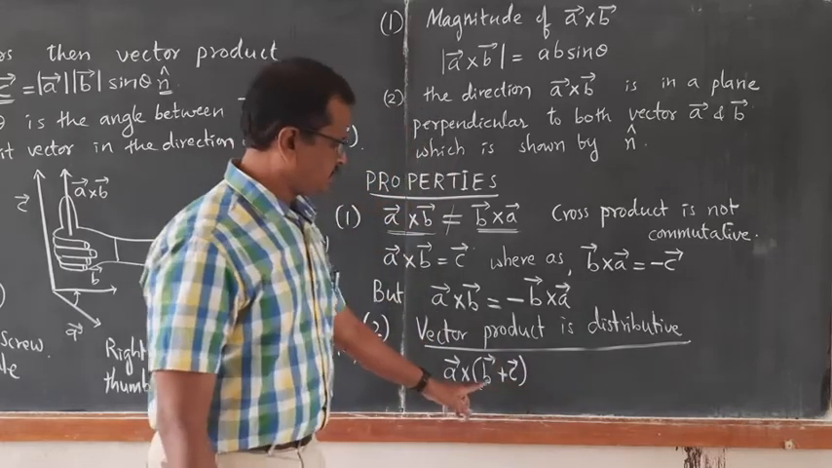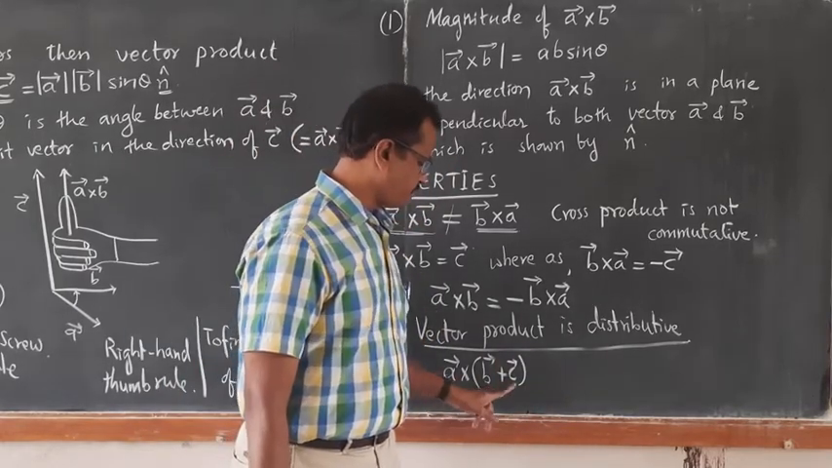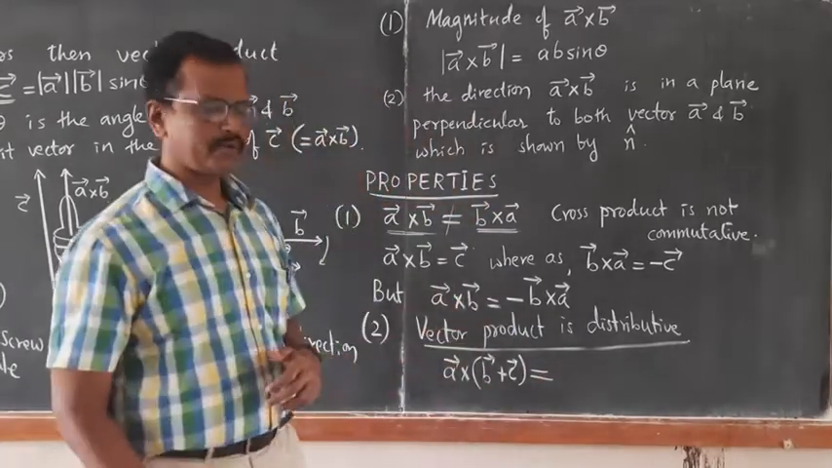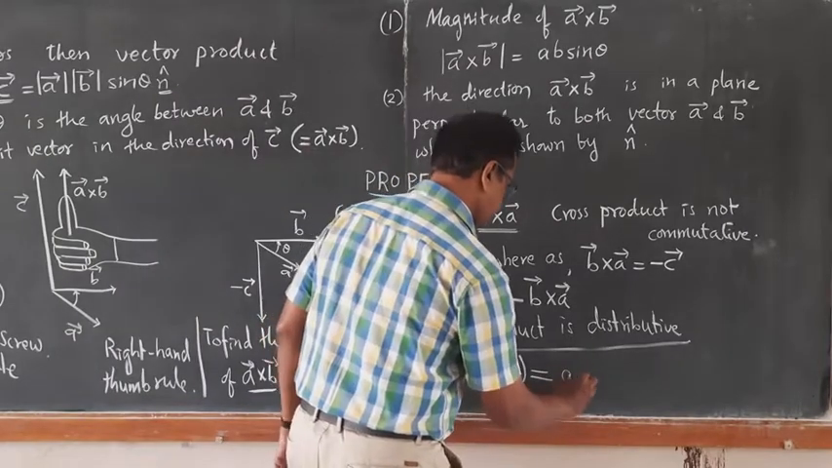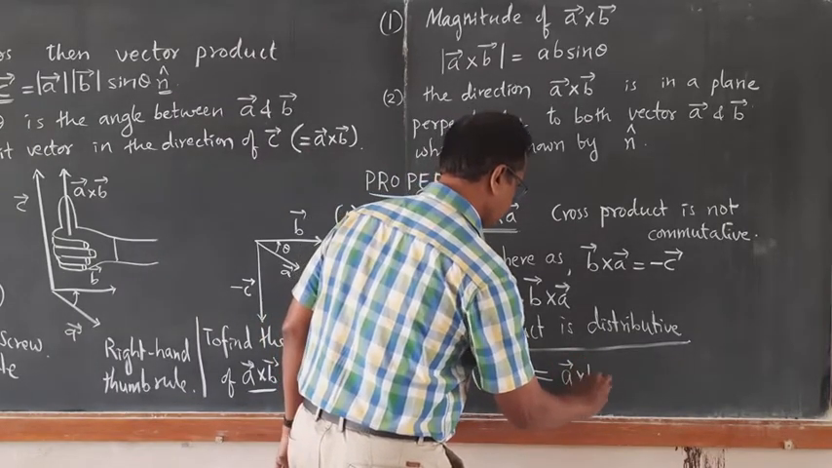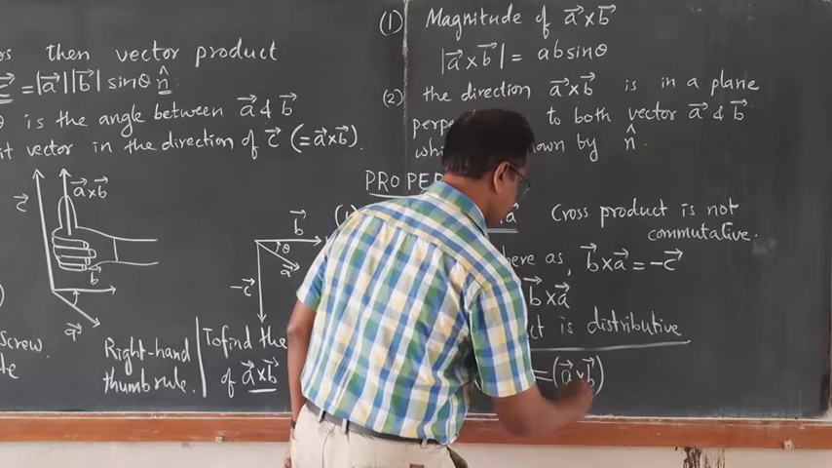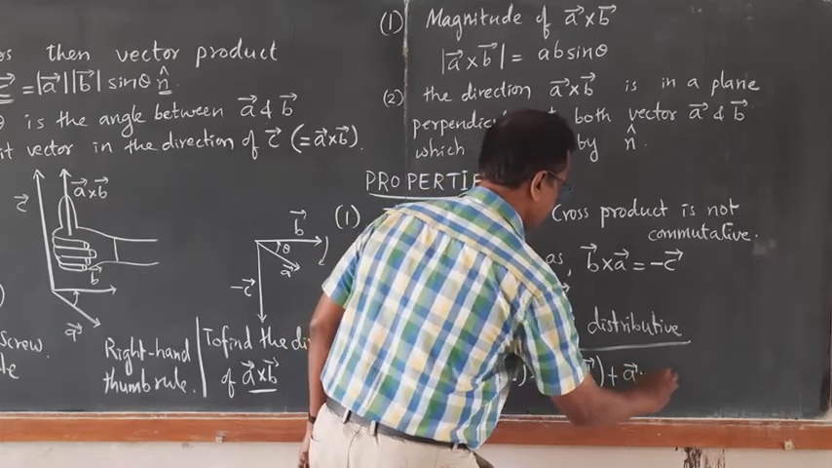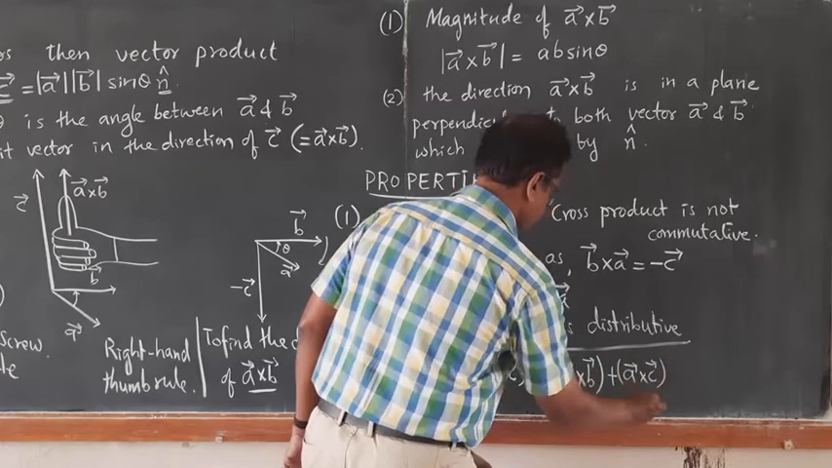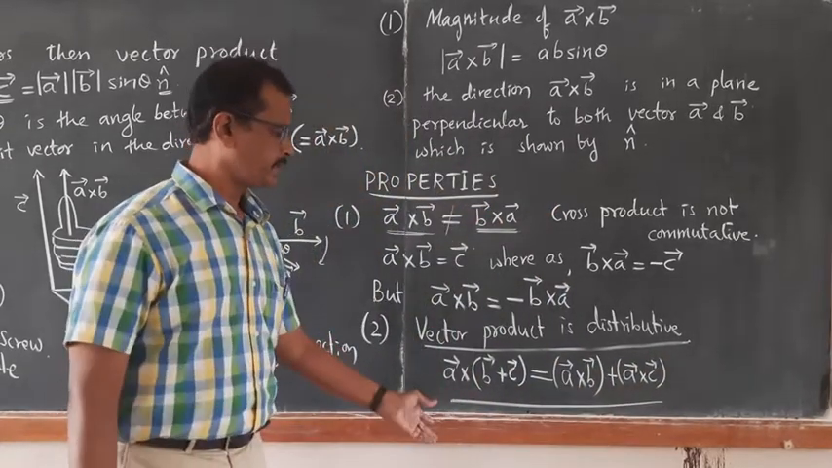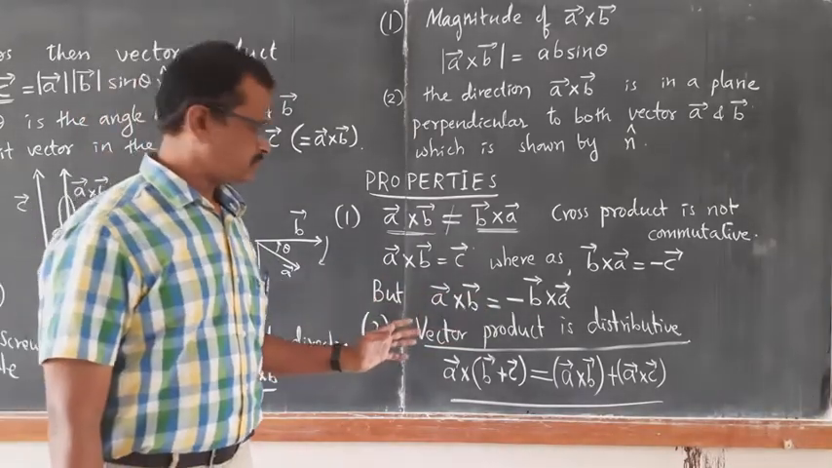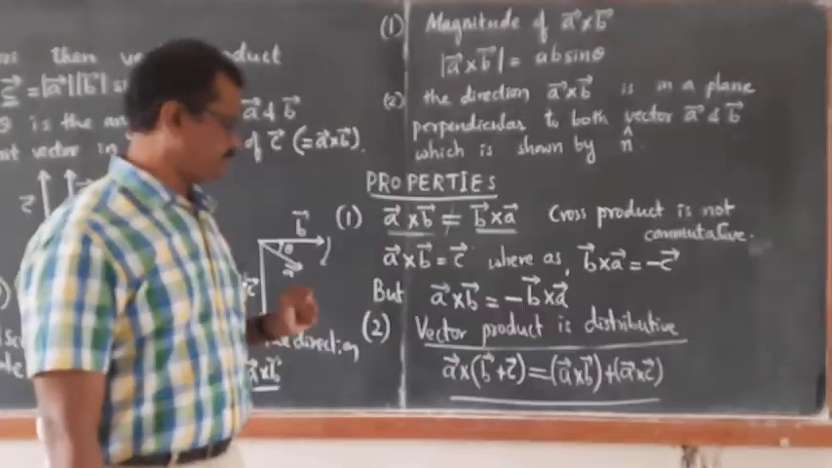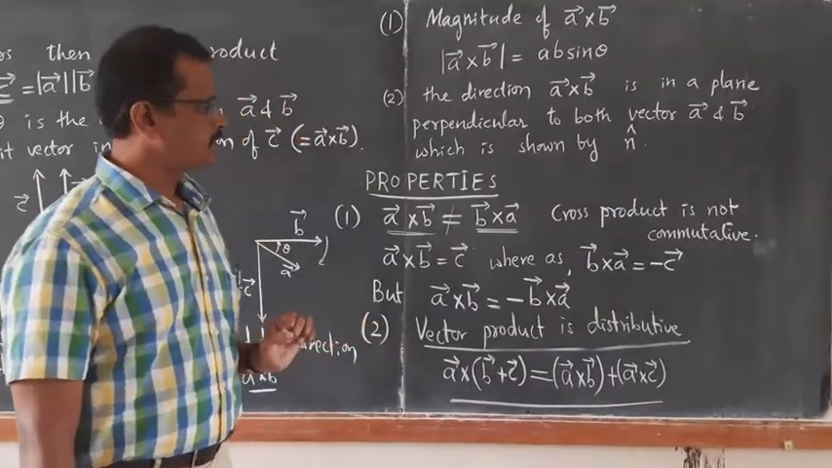Three vectors are there. Suppose A cross (B plus C) is there. This we can write, by applying the distributive property, as A cross B plus A cross C. This is the distributive property. Even scalar product also obeys the distributive property with respect to vector addition. So these are the properties.